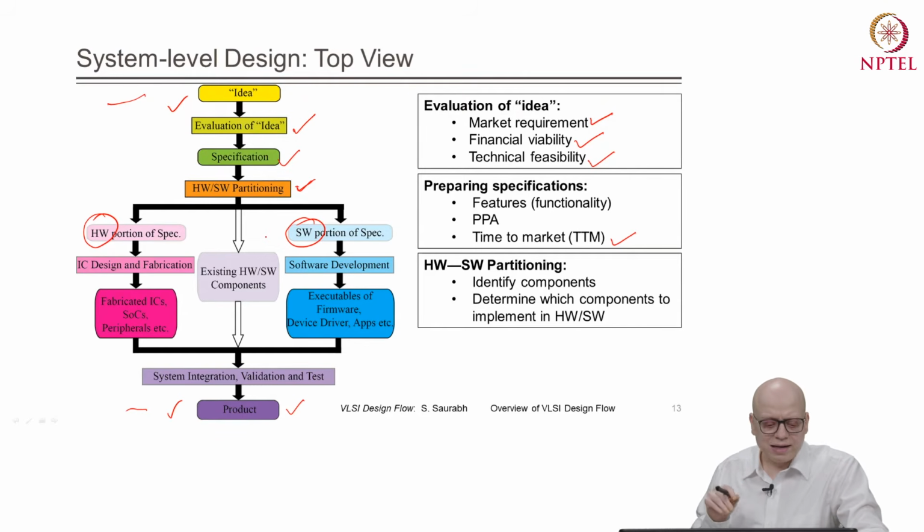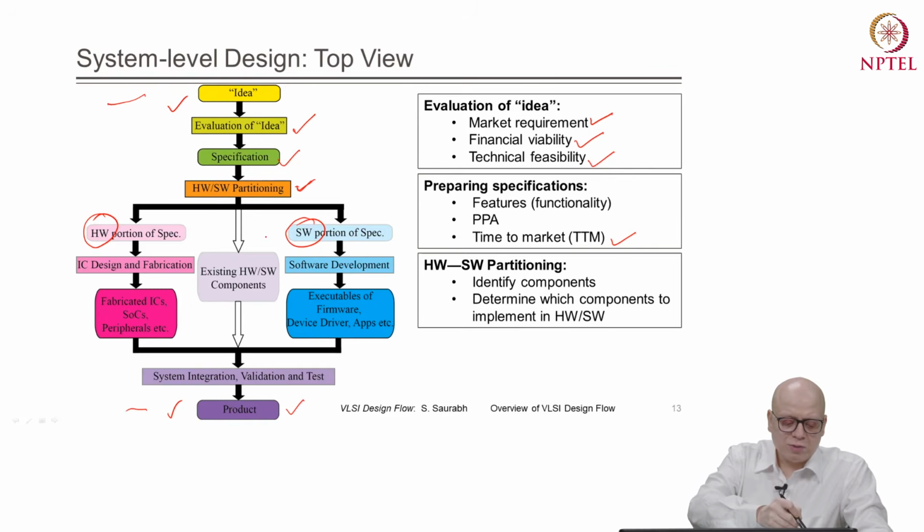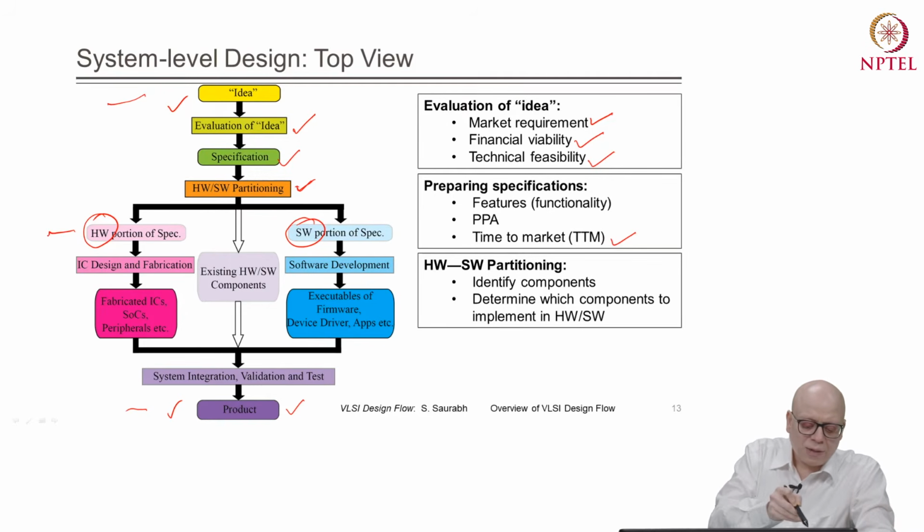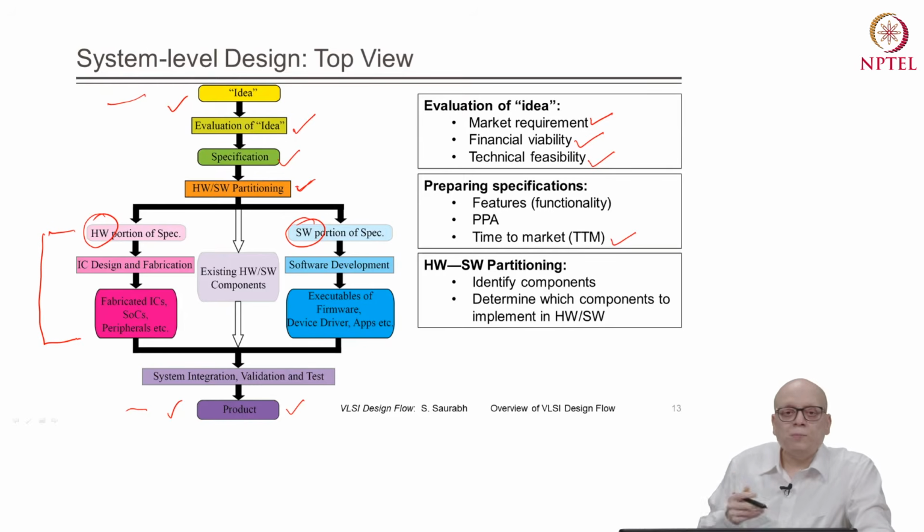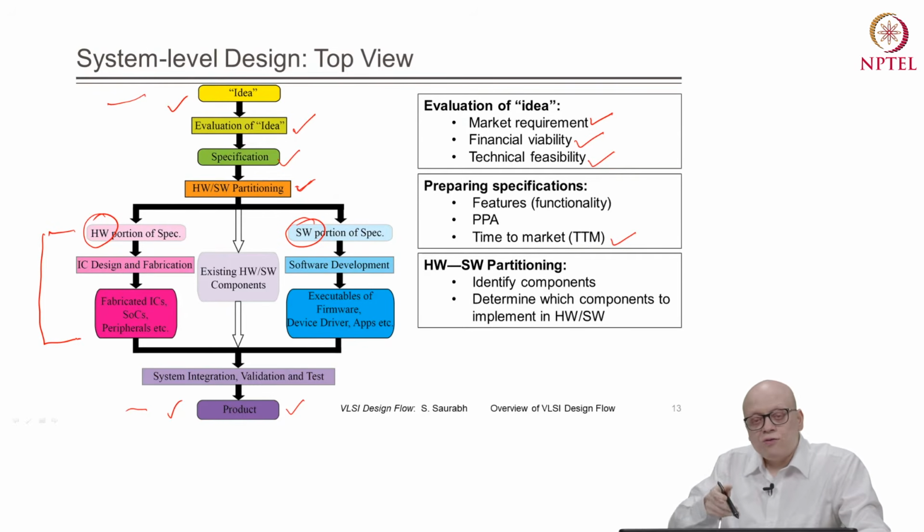Once we have decided what will be the hardware portion of the specification that needs to be implemented, it goes through the IC design and manufacture phase, in which we build the hardware. In a similar manner, the software portion of the specification goes through the software development process, and the executables, firmware, device drivers, apps, etc. are the final result of the software development.